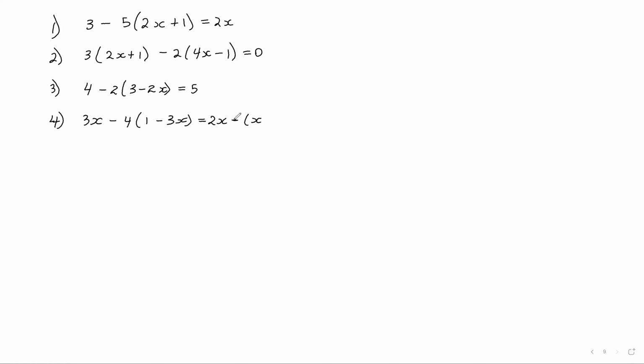Remember, when there is no term directly in front of the brackets, you have to assume that it's 1. The number is just 1 in front of the brackets.